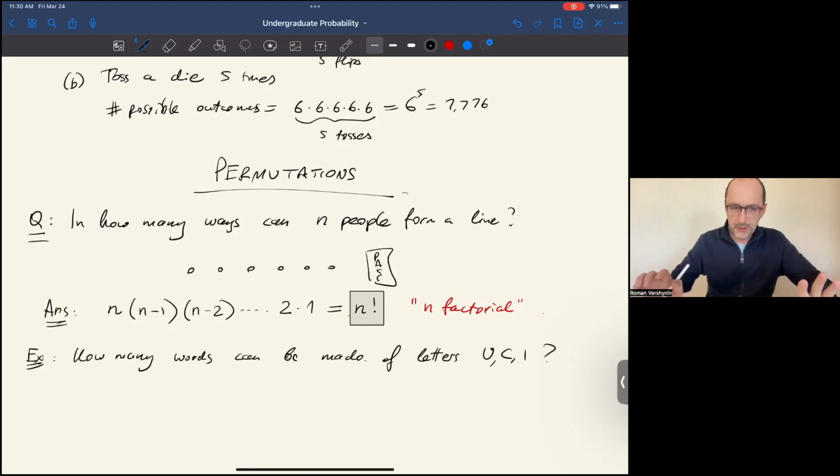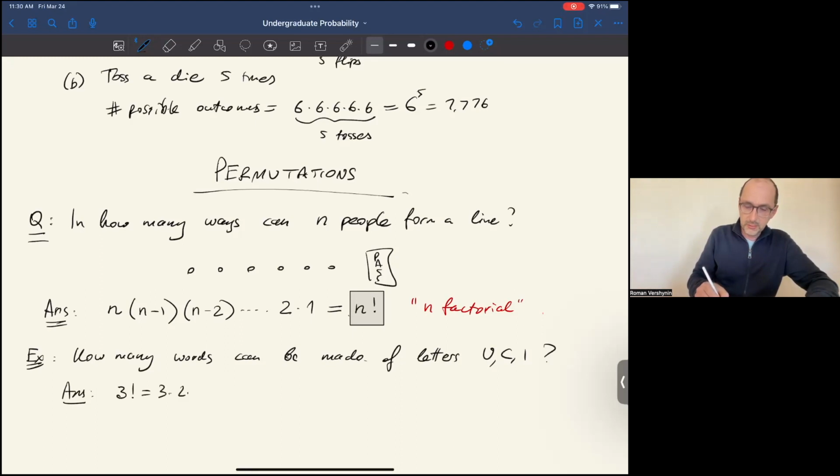Three-letter words, no repetition. The answer, well, isn't it similar to the line problem? Do you see that? Think of the letters as people, and the word as a line formed of these people. So the answer should be 3 factorial: 3 times 2 times 1, which is 6.